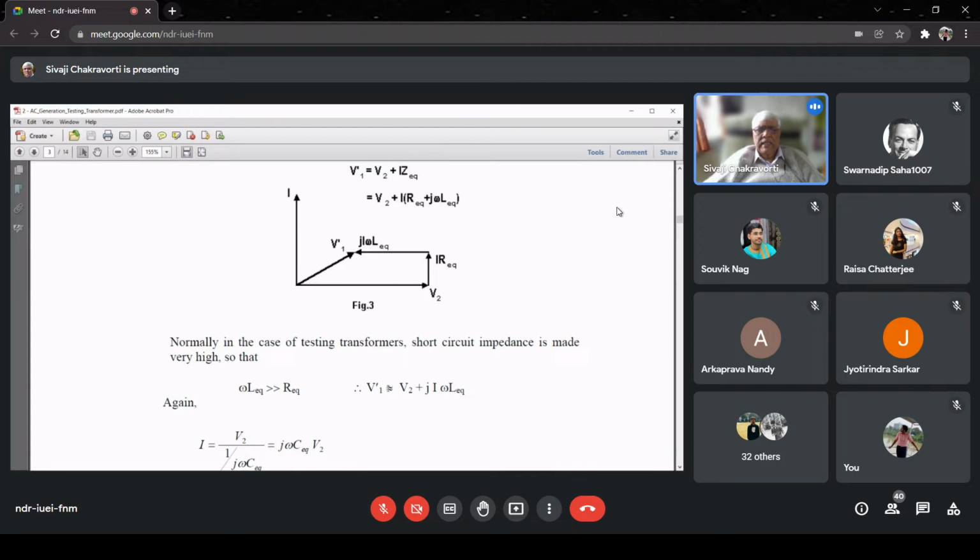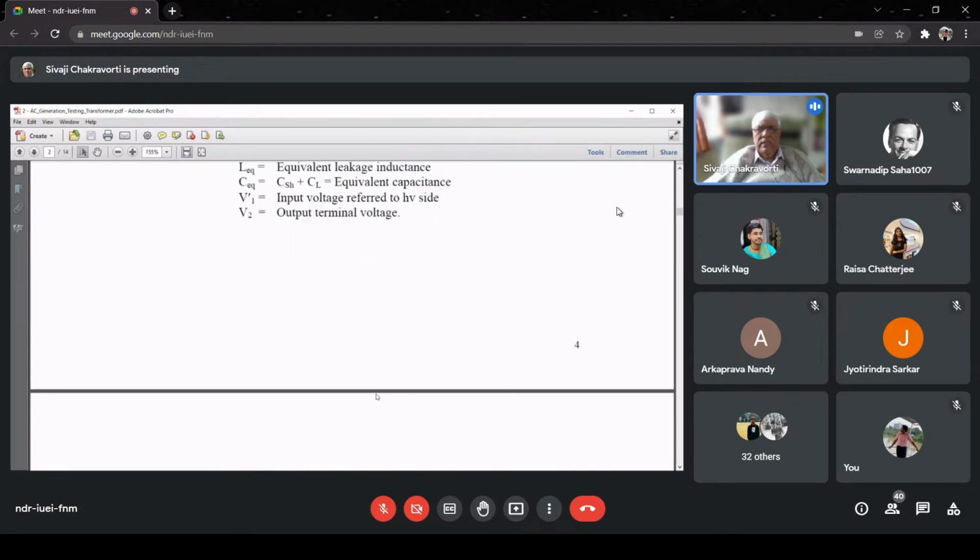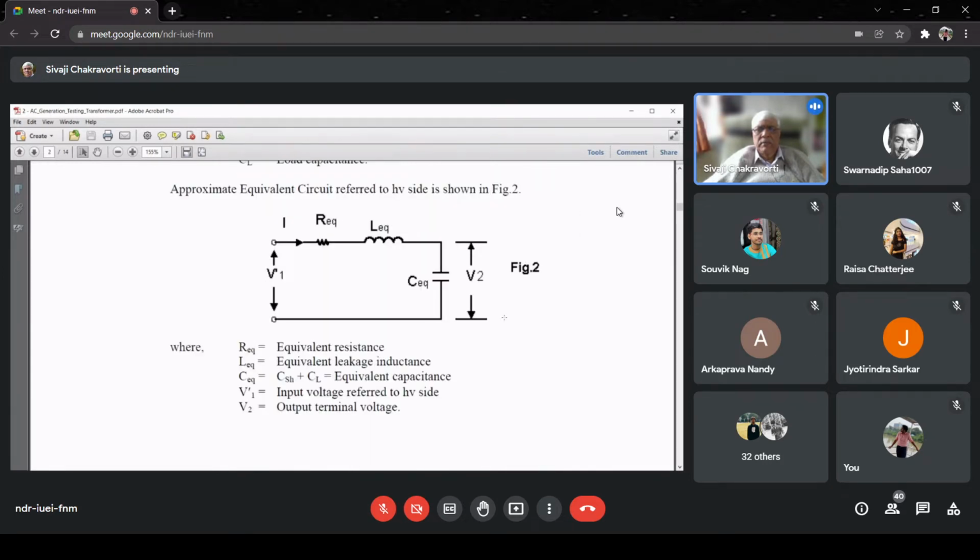Now what about I? Now I will be, if you look at this circuit, I will be V2 divided by reactance of the capacitance, XC equivalent.